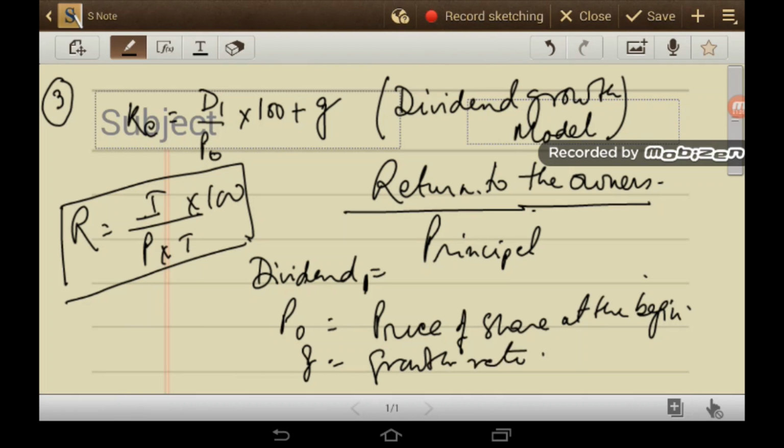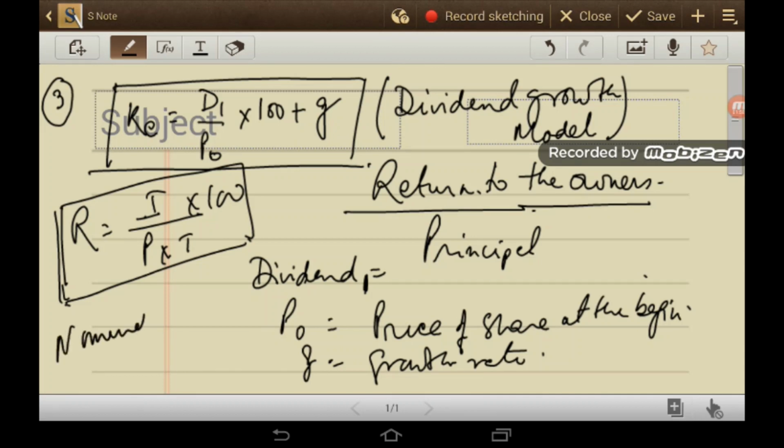So the same formula which is used while calculating the simple rate of interest is used while calculating the cost of equity, which is the expected return to the equity holder. So you can easily remember it if you can remember how to calculate the nominal rate. This is the nominal rate.